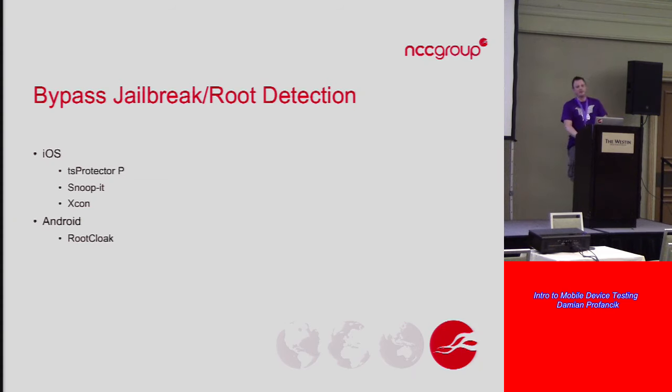tsProtector basically creates its own sandbox around the applications. You can choose which application you want to sandbox, and then it fools the app into thinking, when it tries to go read a file and things like that that would normally tip it off that the device is jailbroken, it will report back, no, everything's good, we're all good. And then for Android, RootCloak is a good choice to do that as well.